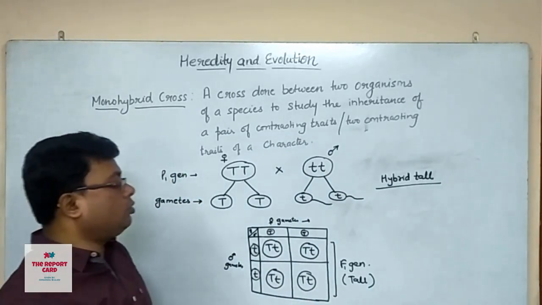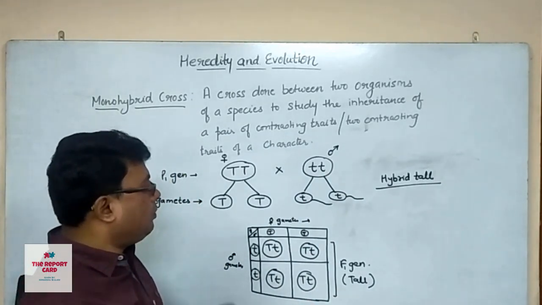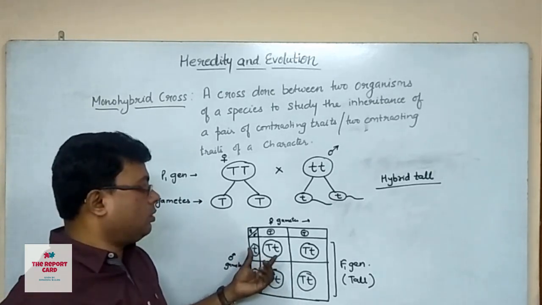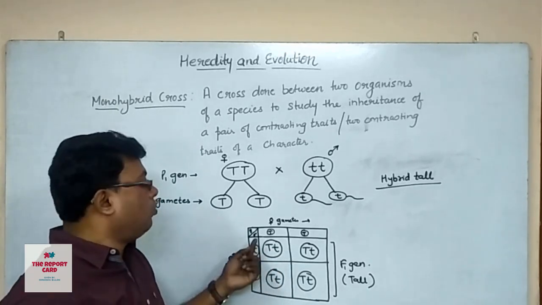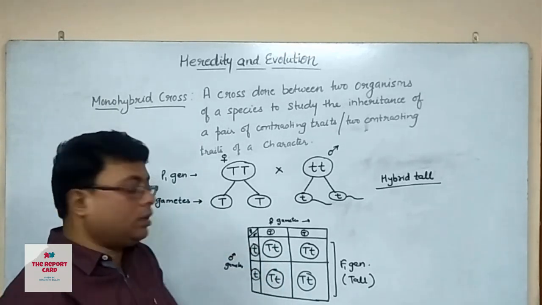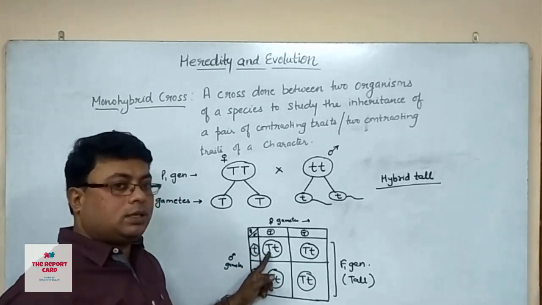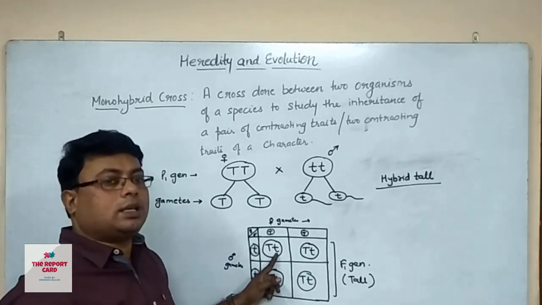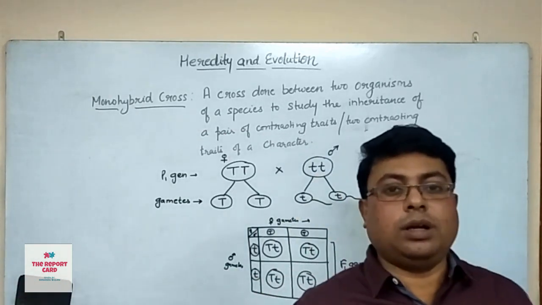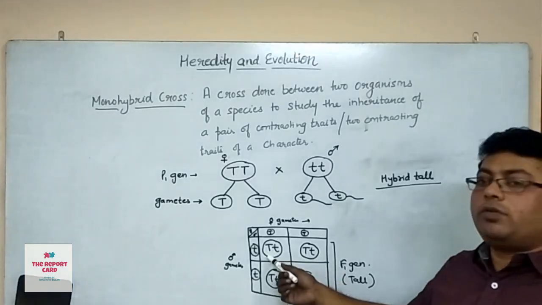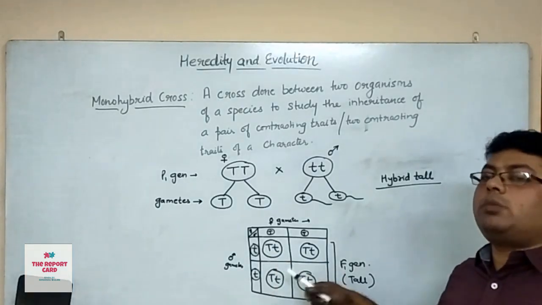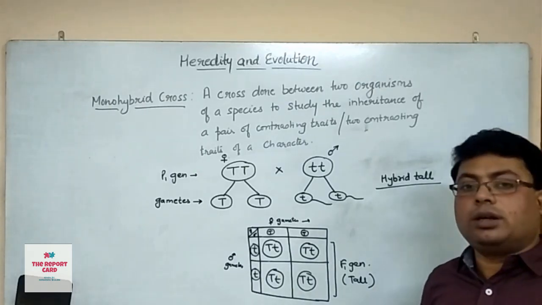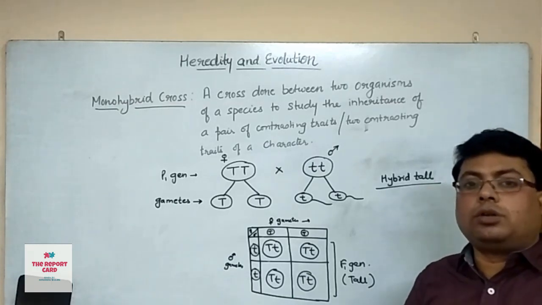And with this we come to the law of dominance: whenever there is a heterozygous condition for a particular character, one of the alleles expresses itself and is known as a dominant allele, and the other one is known as a recessive allele. A recessive allele never expresses itself in the presence of a dominant allele, or in the presence of another allele for the same character. I hope it is very clear to everyone, the law of dominance.